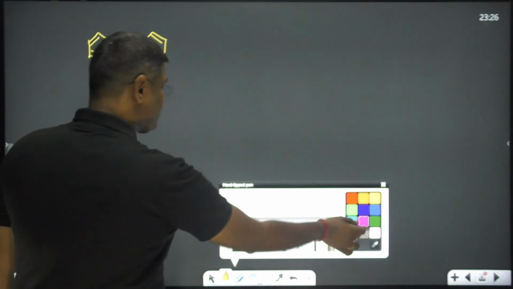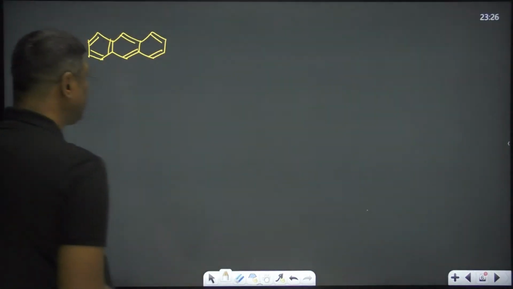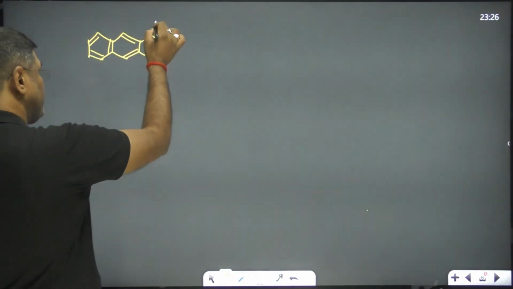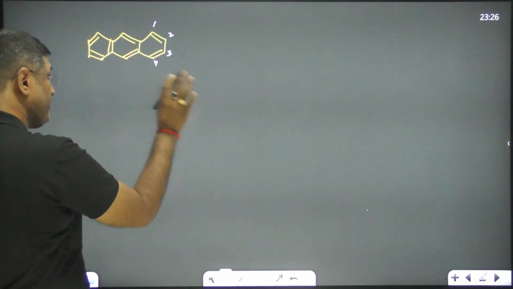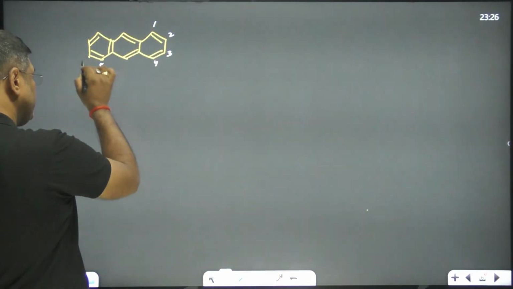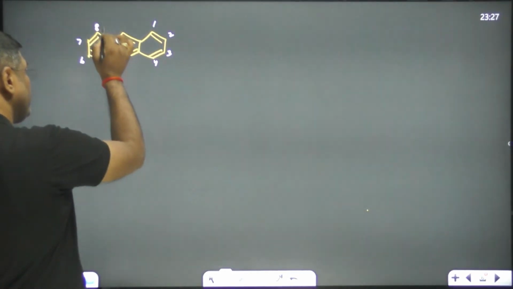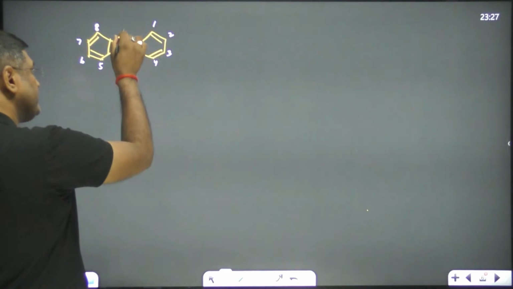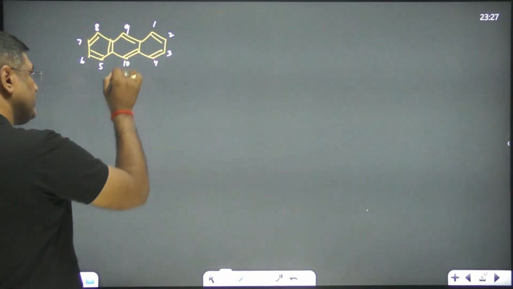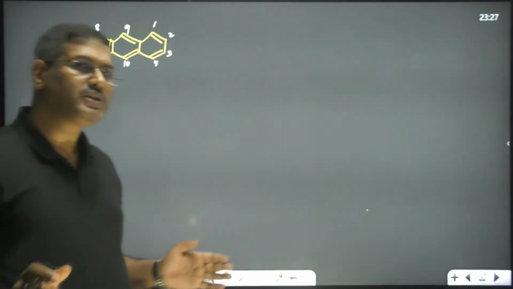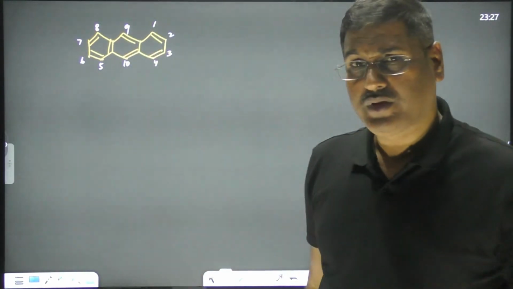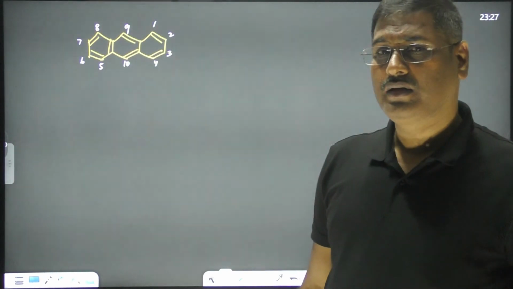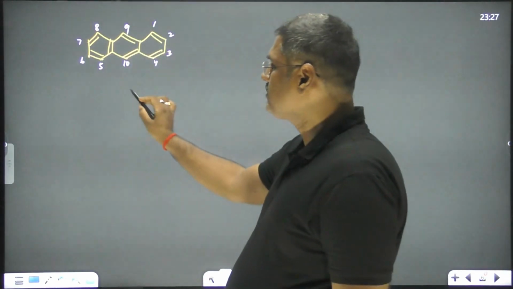This also has one system of numbering. This one is numbered 1, this one 2, this one 3, this one 4. These two are not numbered first. This one 5, this one 6, 7, and 8. Either you say this one 9 and that one 10, or 9 and 10. This is the way all the carbon atoms of this anthracene are numbered.